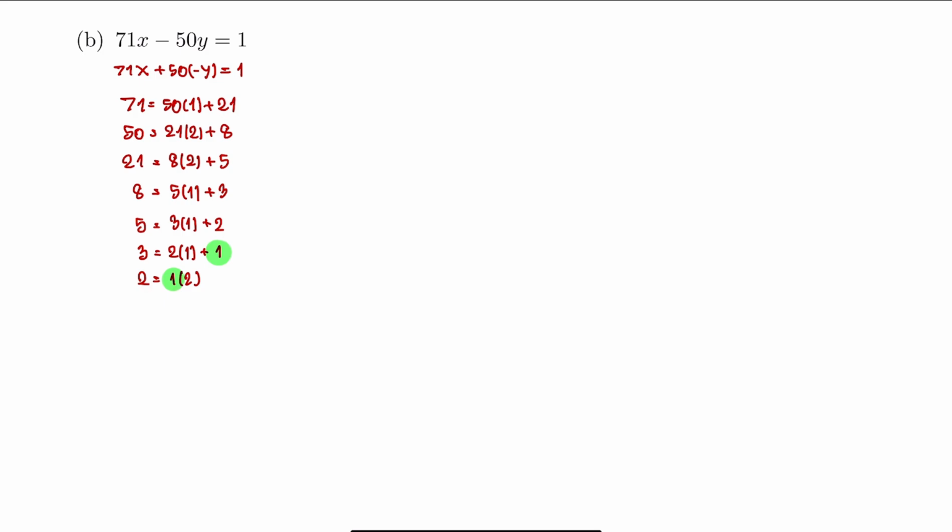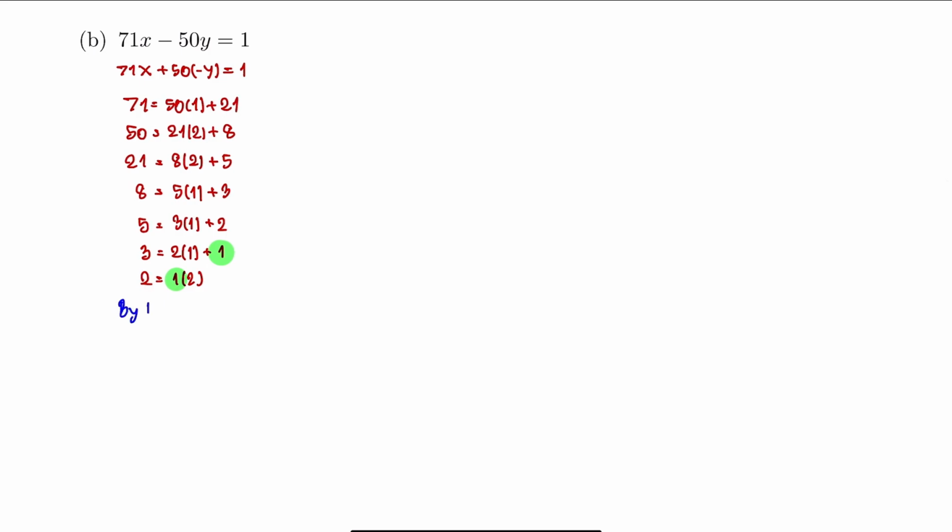So by the Euclidean algorithm, we have the greatest common divisor of 71 and 50 equal to 1. Now let's find integers x and y satisfying this equation.